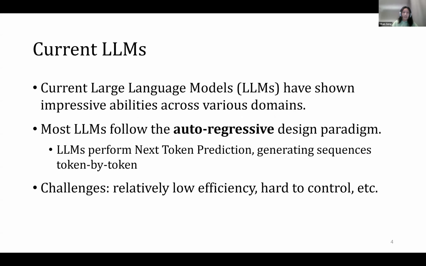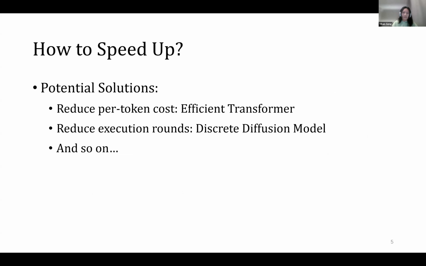We all know that current large language models like the transformer-based ones or SSM-based ones mostly follow the autoregressive paradigm to perform next token prediction iteratively, and they have shown incredible abilities. However, despite these achievements, this sequential sampling of tokens may face challenges such as low efficiency and difficulty to control, especially when facing long sequences or special tasks. To address these inefficiencies of autoregressive models during inference, several strategies have been proposed, including reducing the computational cost of generating each token or decreasing the total number of execution steps required.